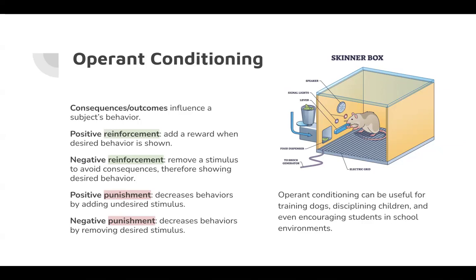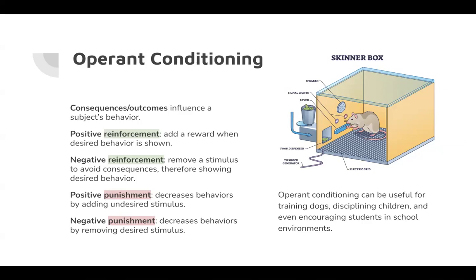Positive punishment would be decreasing behaviors by adding an undesired stimulus. So, an example of this could be if a child gets in a fight with their sibling, maybe they hit the sibling, the parent intervenes, and then the parent scolds the child for showing that undesired behavior. So, the undesired stimulus would be the parent scolding the child. They're adding something to decrease the behavior, which is why it would be a positive punishment.